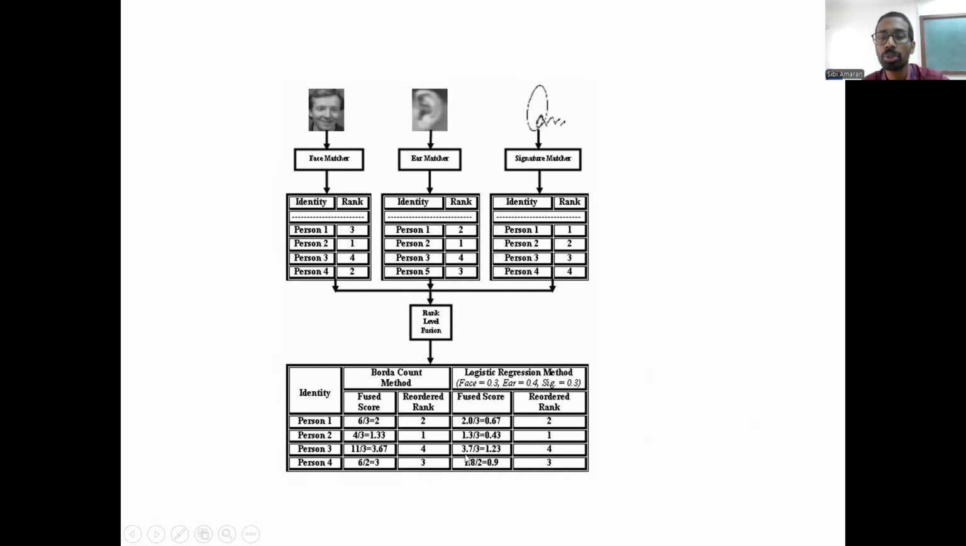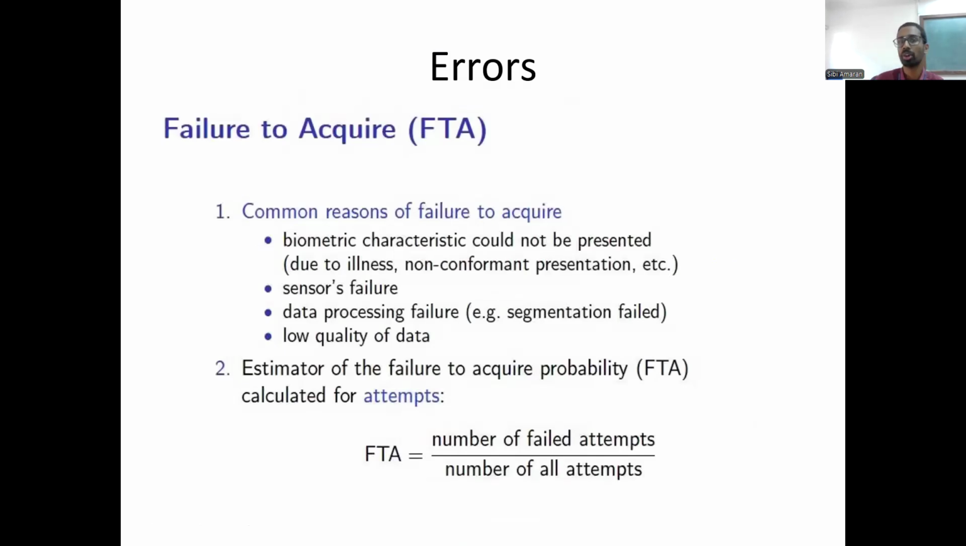Here there is a mistake. It should be 3.6. And last, for person 4, 2 plus 4 equals 6, so 6 divided by 2 equals 3. Here in the PPT it was mentioned as 1.8, but it should not be 1.8. It should be 3, so 3 divided by 2 equals 1.5. So according to rank level fusion, I found the Borda count as well as the logistic regression method. In score level fusion, we discussed the similarity score as well as the dissimilarity score. Now we can move into the next topic: the errors that are available in biometrics. How do errors occur in biometrics? Because of illness.